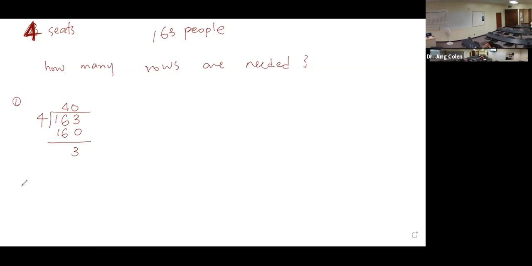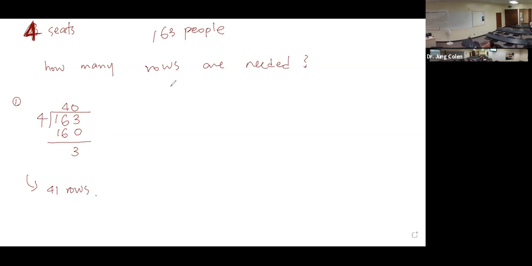So how many rows do you need then? 40 or 41? Have 40 rows. We want to put all the people there. Yes, Lindsay, can you say that out loud? You have 40 rows with 4 seats in it, and then you have 3 people left. One more row, right? Even if it's not full, we need to have one more row, right? So actually for this case, we need 41 rows.